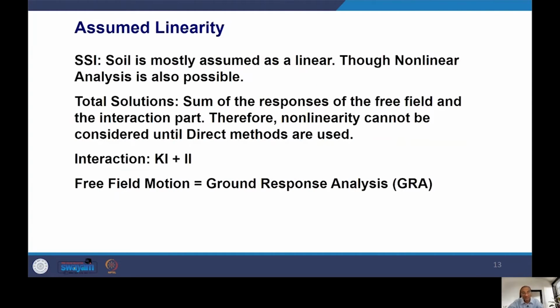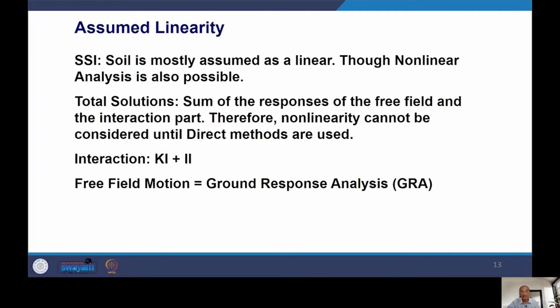Now when we carry out the soil structure interaction analysis, many times it is assumed that soil behavior is linear. And why is it assumed linear? It is to simplify the problem. Another reason is that soil is mostly assumed linear, though nonlinear consideration is also possible. The total solution consists of the sum of the response of the free field and the interaction effect. Therefore, nonlinearity cannot be considered until direct methods are used.